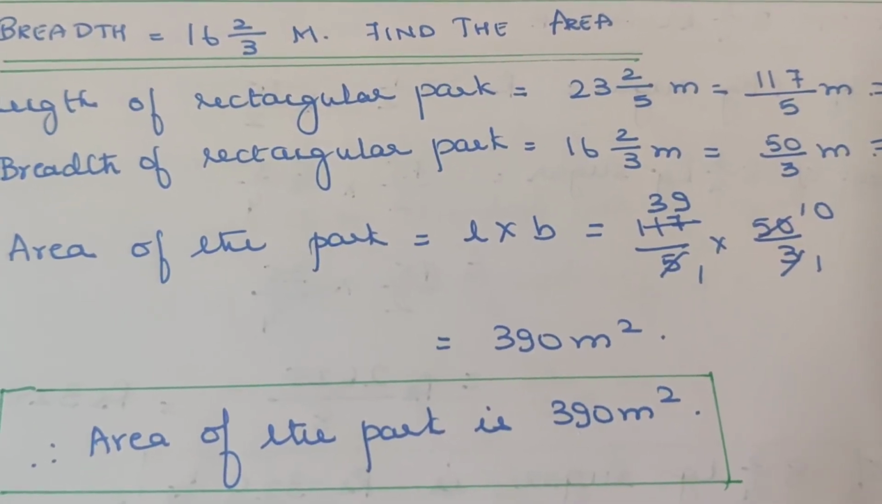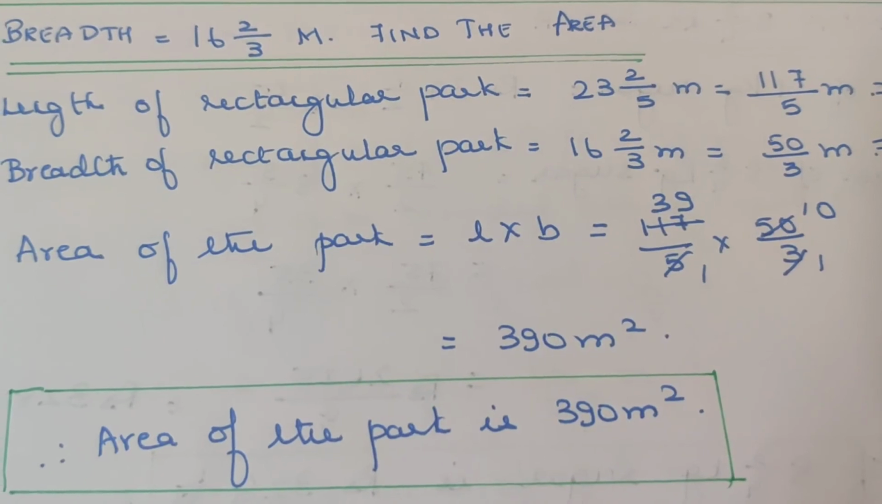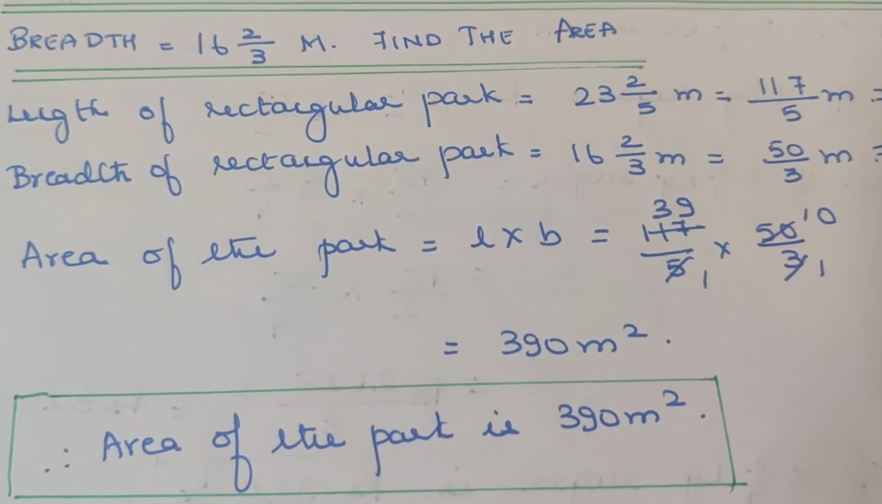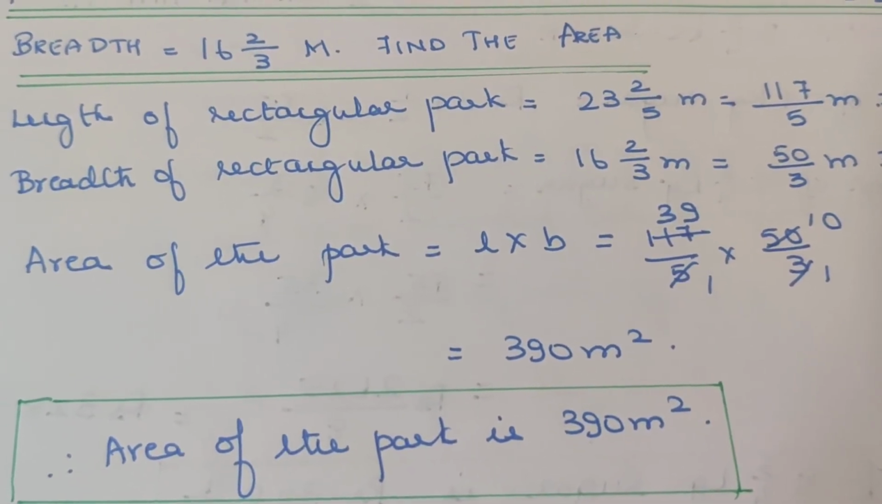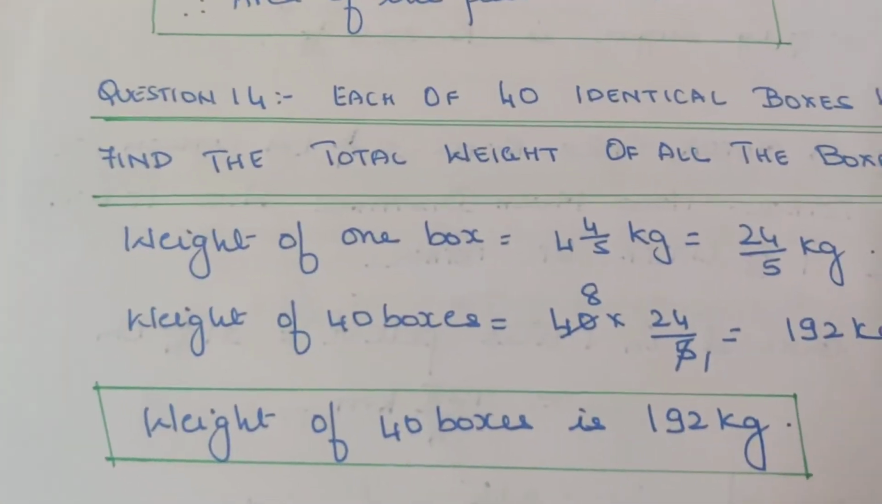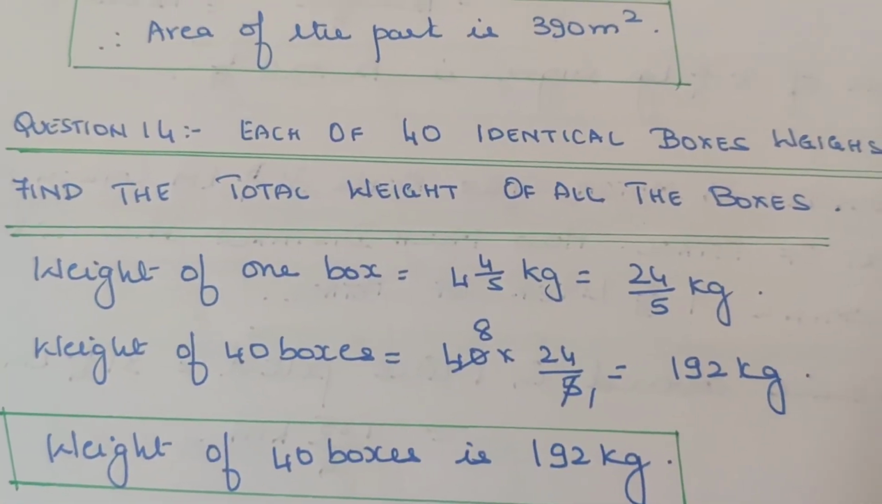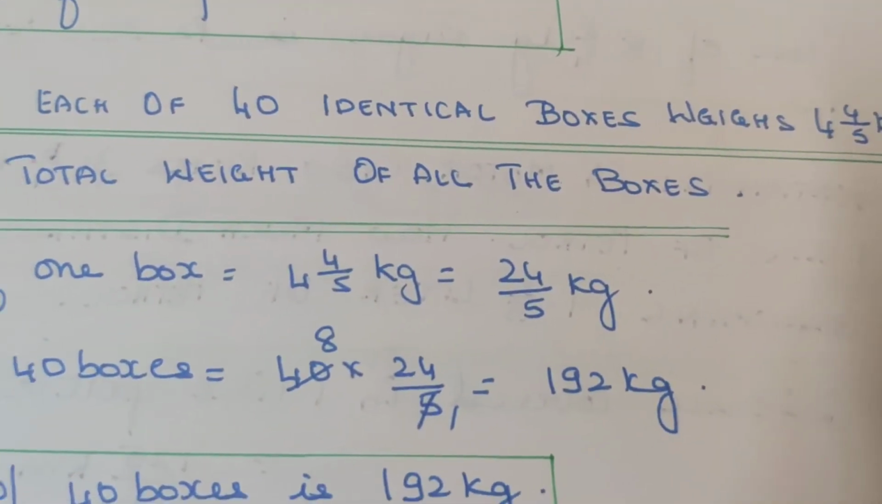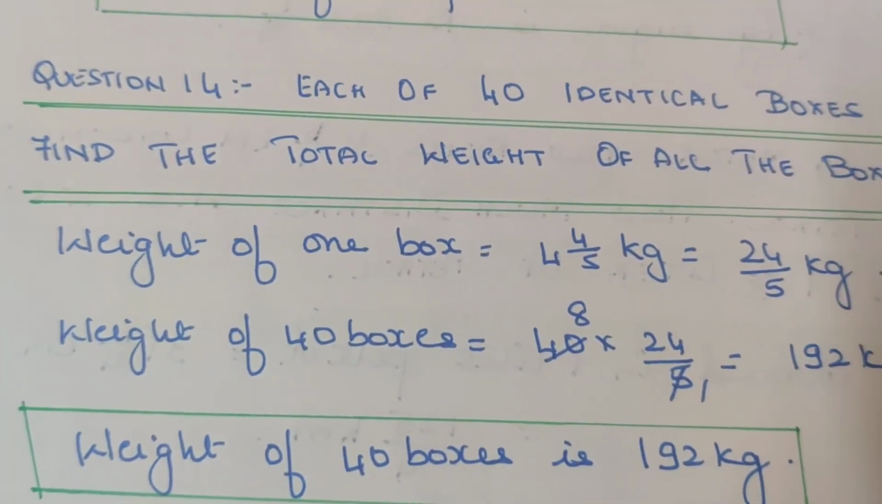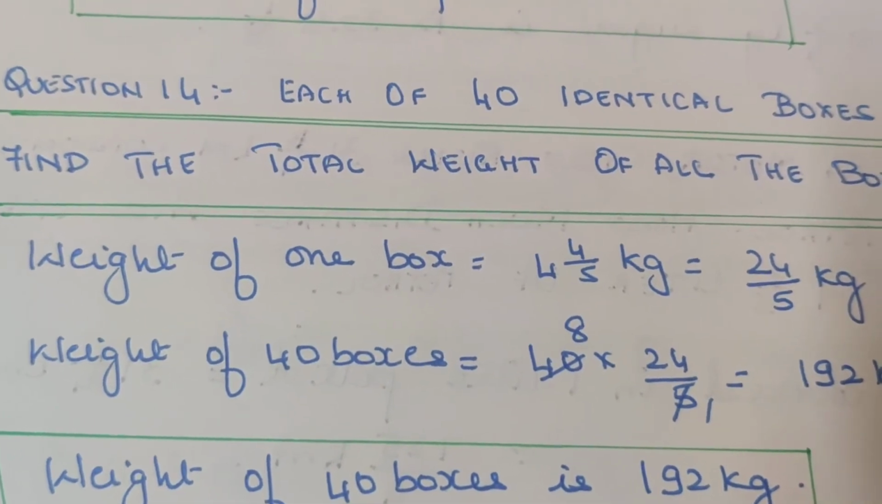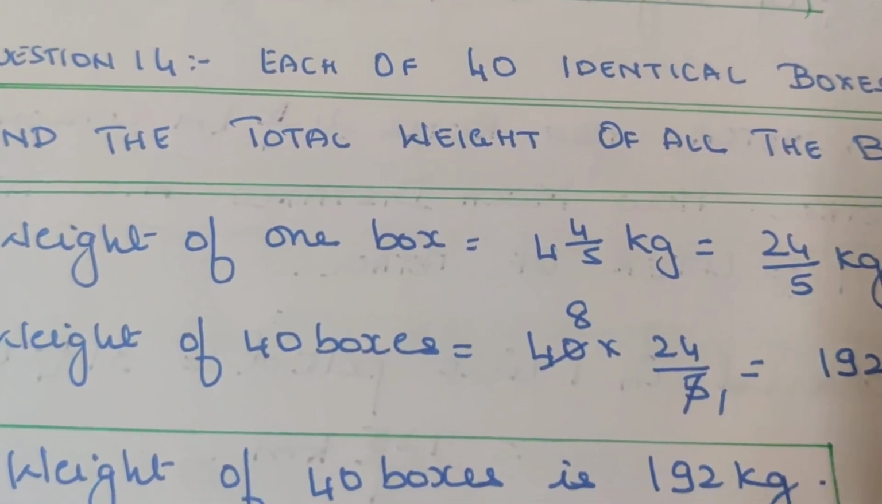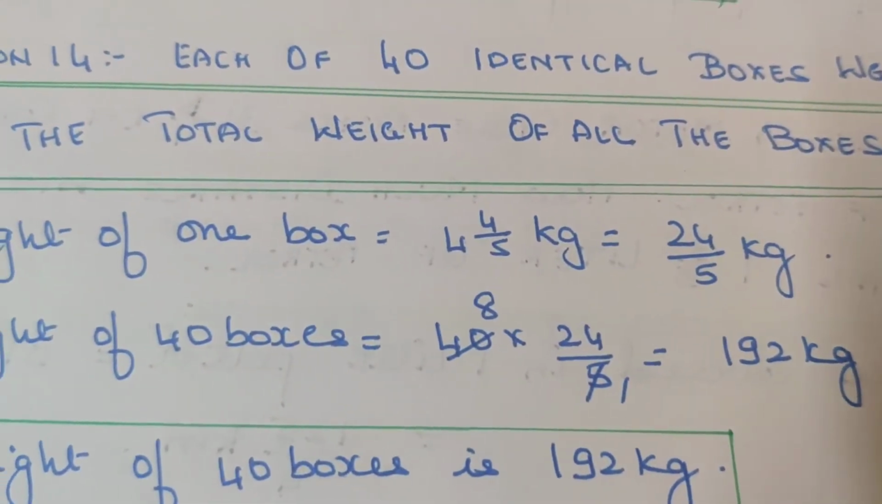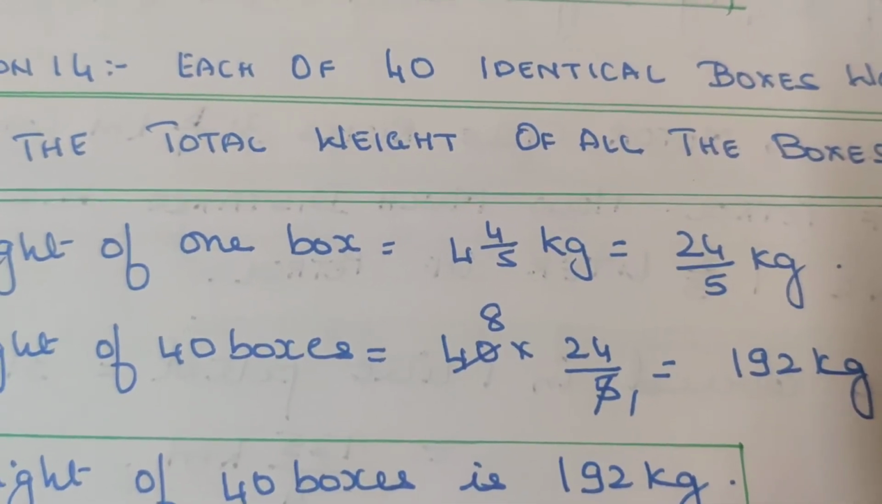Just pausing in for few seconds. Hope this is clear. 14th sum. Each of 40 identical boxes weighs 4 by 5 kg. Find the total weight of all the boxes. Weight of one box is equal to 4 by 5 kg. That is equal to 24 by 5 kg.